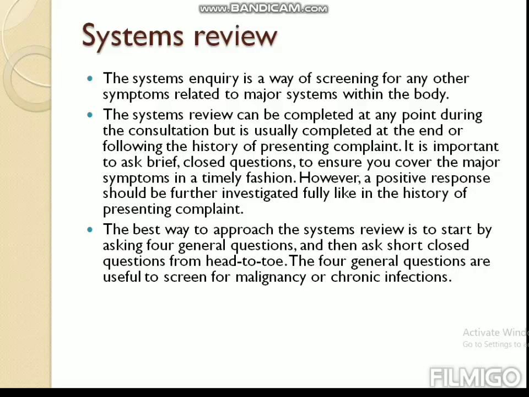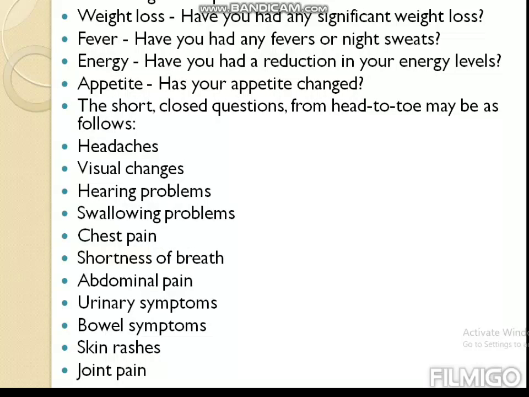The best way to approach the systems review is to start by asking four general questions and then ask short closed questions from head to toe. The four general questions are useful to screen for malignancy or chronic infection. Weight loss: have you had any significant weight loss? Fever: have you had any fever or night sweats? Energy: have you had a reduction in your energy level? Appetite: has your appetite changed?